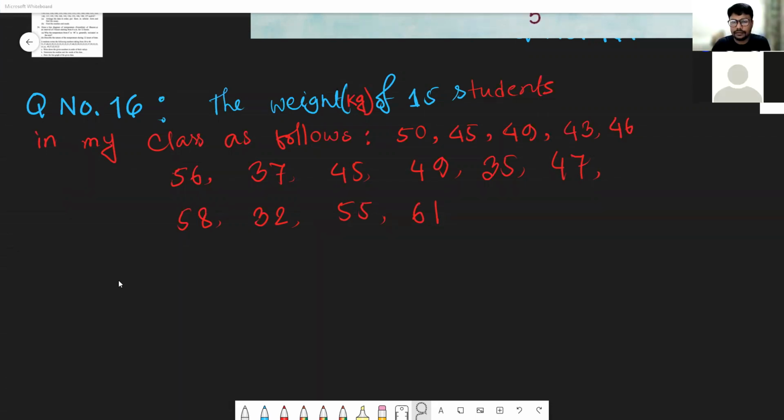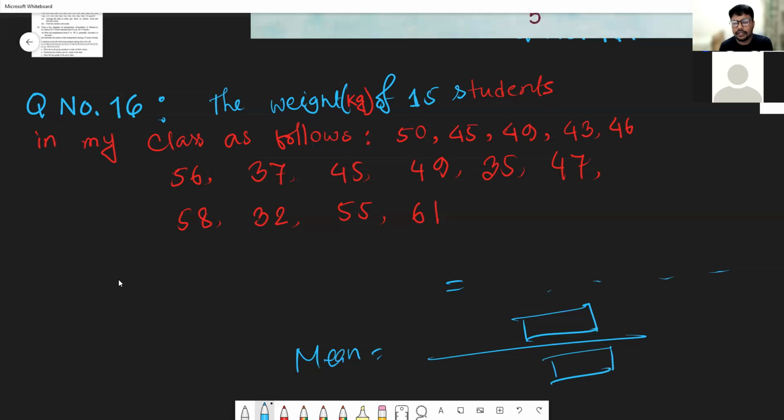Will I start adding it? Will I write the information or will I literally start adding? Okay, now no need to make it in ascending or descending order. Directly in the first line, you can write here the sum of the weight of my 15 friends. Then add successively. Then write the formula of mean. So mean means the sum of their weights divided by the number. I have to write the information like the weight of 15 friends in my class.